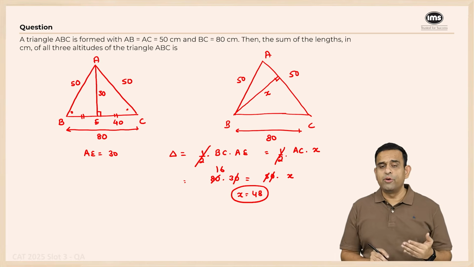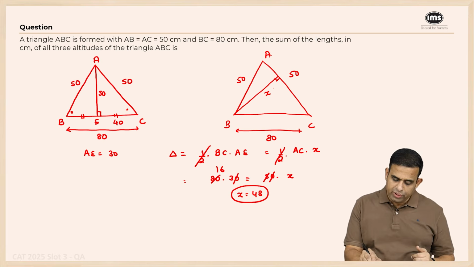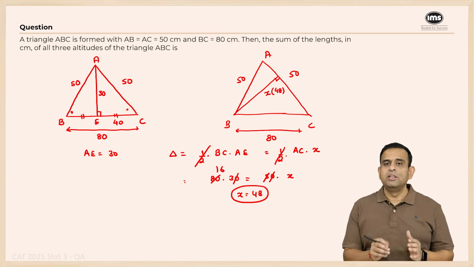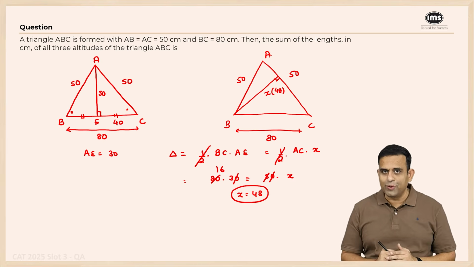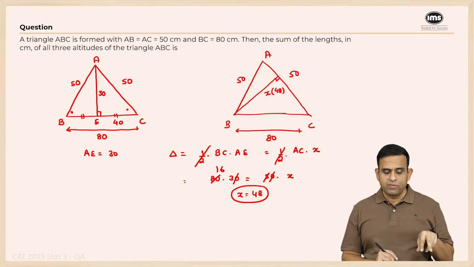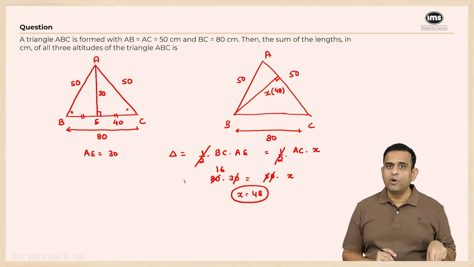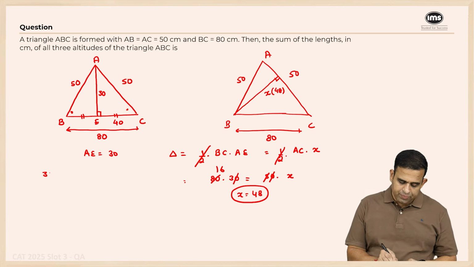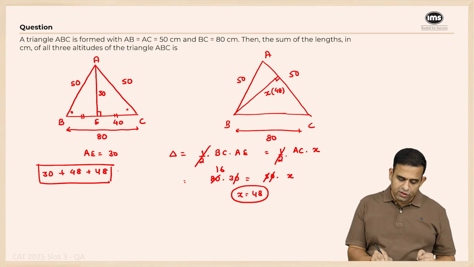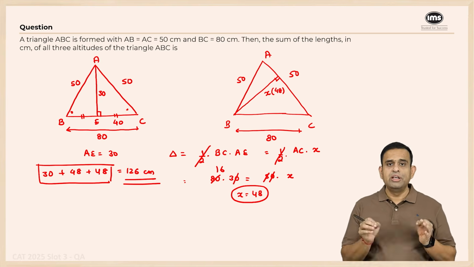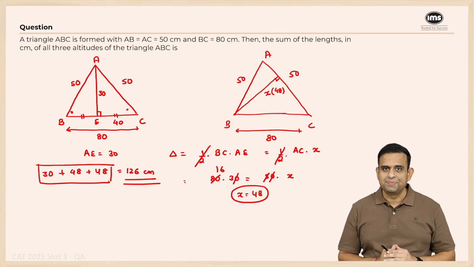So the altitude dropped from B came out to be 48. Likewise, the altitude dropped from C is also going to come out to be 48. And hence, the sum of the length in centimeter of all the three altitudes, so one is 30 and the other two are 48 each. If you add the total, 48 plus 48 becomes 96, plus 30 giving you 126 centimeter. Hence, 126 will be the answer for this question.